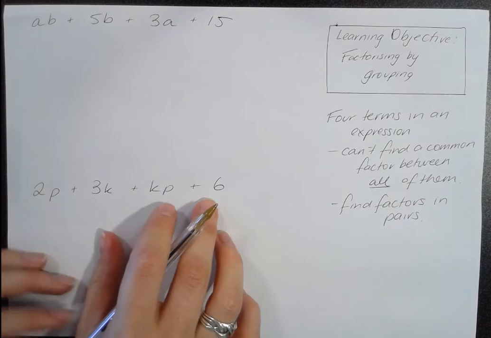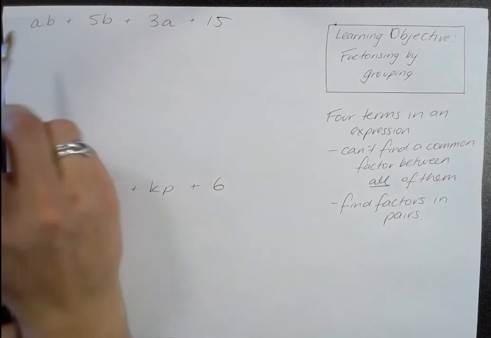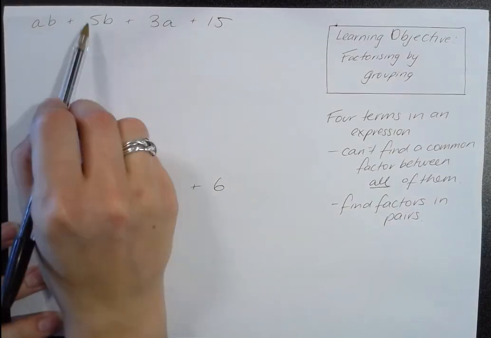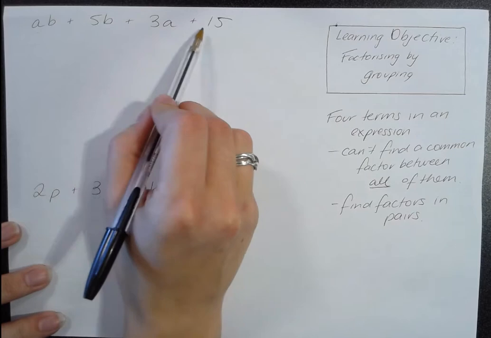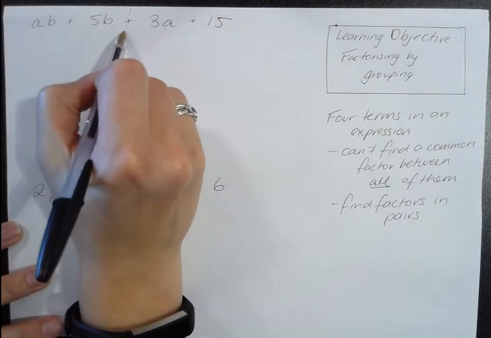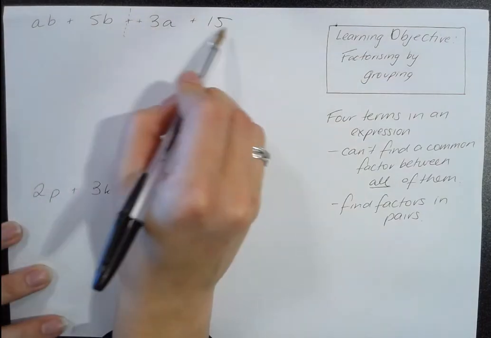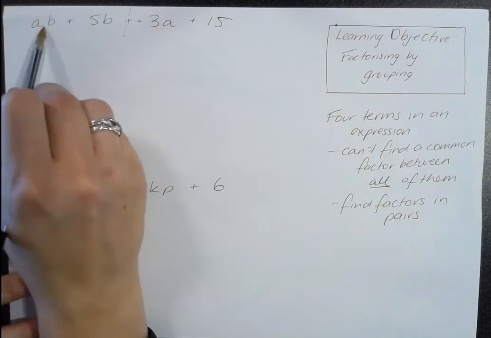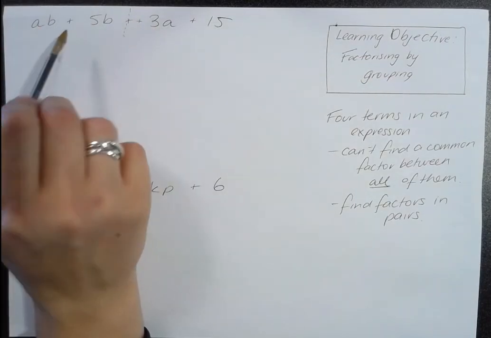Okay, so let's have a look at our first example. What we've got is AB, 5B, 3A and 15. Now if you look across, not all of them have an A, not all of them have a B, not all of them even have a nice number we can work with. So what we have to do is split it in 2, down the middle just here. So we've got 3A and 15 on this side, and AB and 5B on that side. So now we can work in pairs.